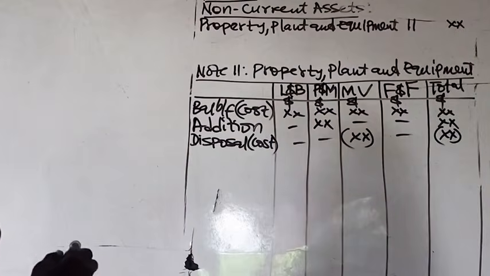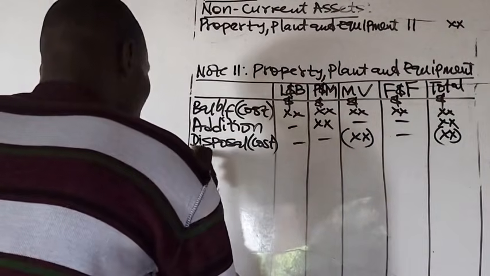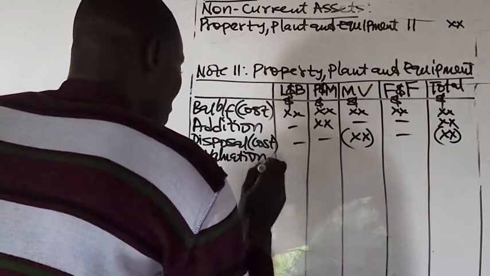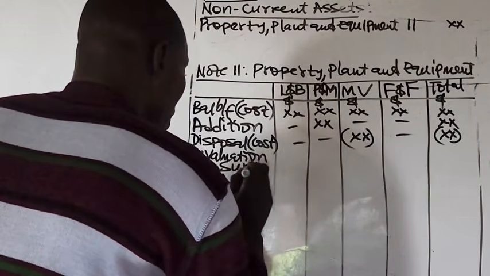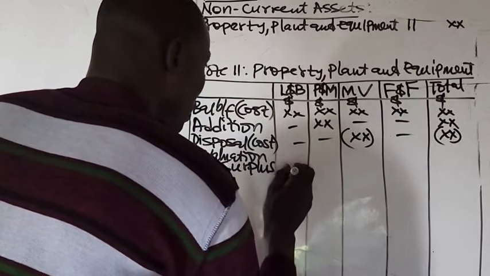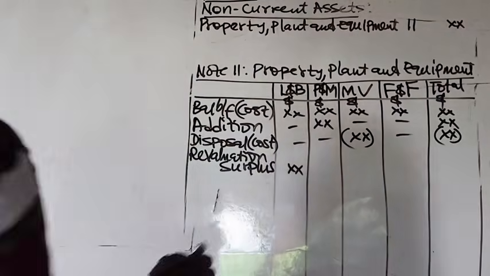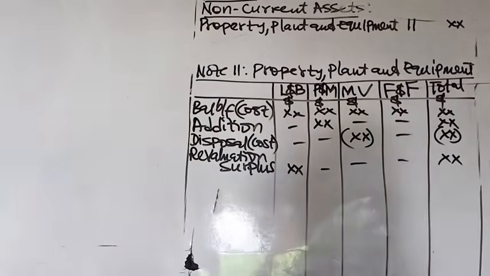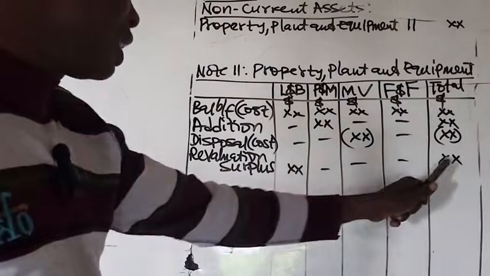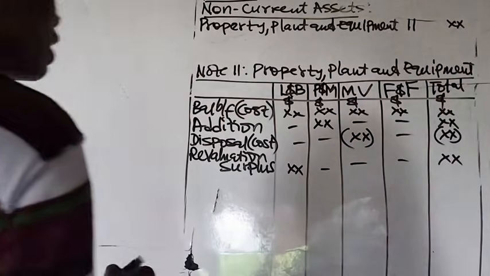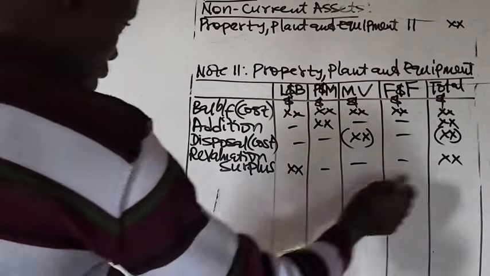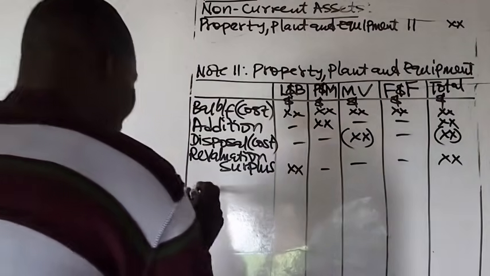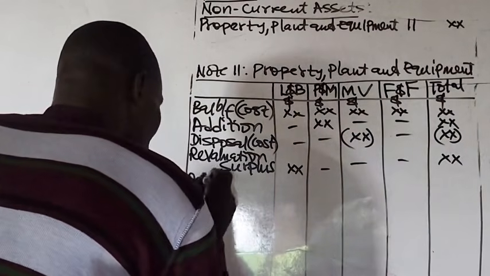Then after that disposal, let us assume you have revaluation. Revaluation surplus. Suppose land were revalued upwards. So you have it there. The same revaluation surplus will be written in the total column. And if it is revaluation deficit, you subtract. That is downward revaluation.